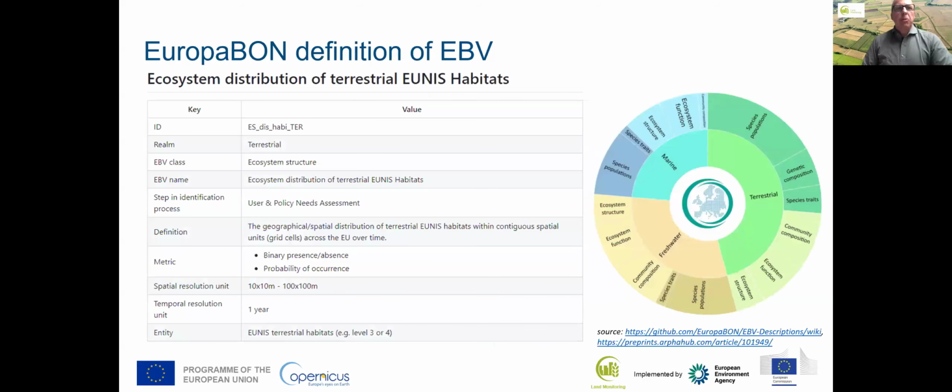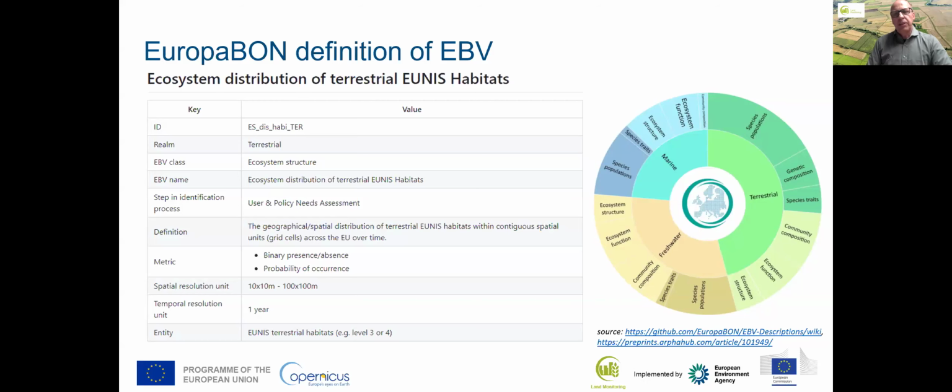Then if we dive into what the ecosystem distribution of terrestrial EUNIS habitats is: it's in the terrestrial domain, which means that it's in the terrestrial realm. It's the EBV class ecosystem structure, as I said, and it provides a geographical or spatial distribution of the habitats across the EU over time at a spatial detail between 10 and 100 meters. This is what was requested by the policymakers every year, and preferably across a typology called EUNIS habitats, where they want to go to level 3 or level 4.